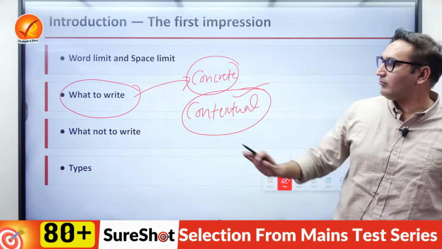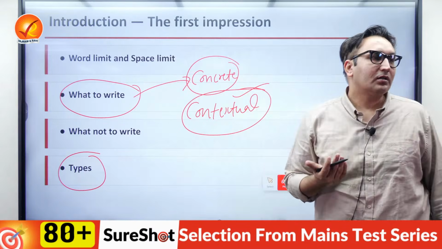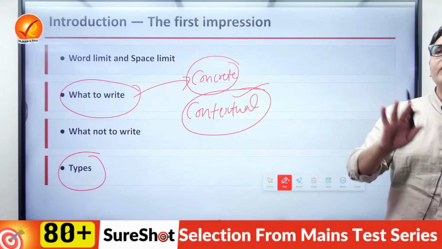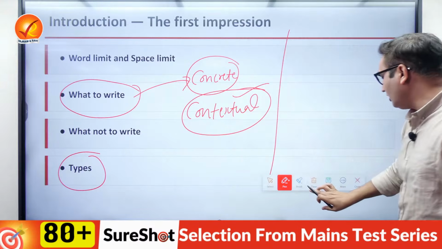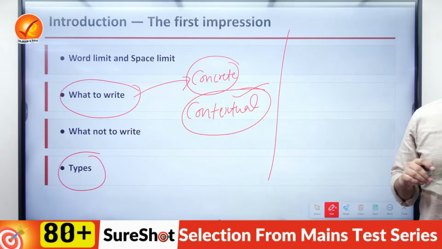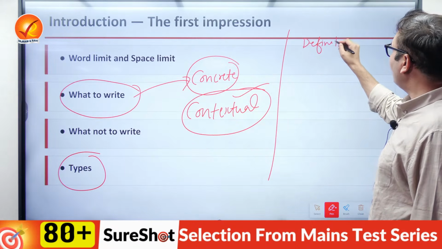Okay, now types. What can you write? Let me give you 4-5 very popular types, and I will also rank them, which is good, which is not that great. So, definition, many newcomers write it.